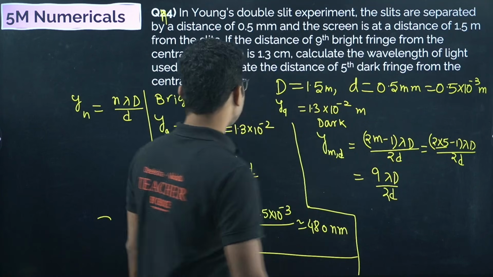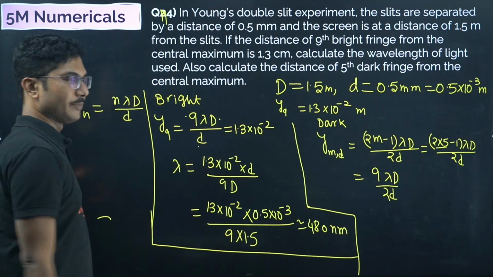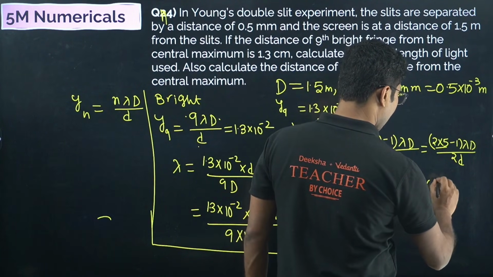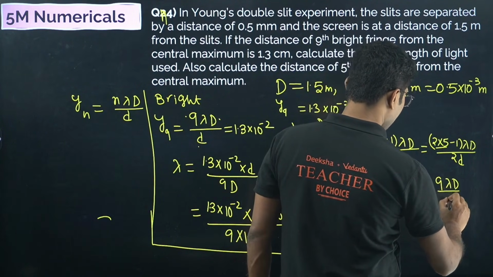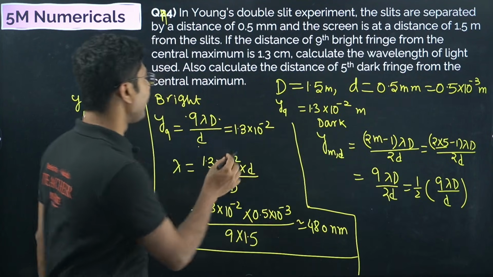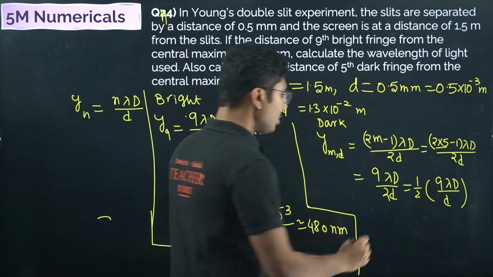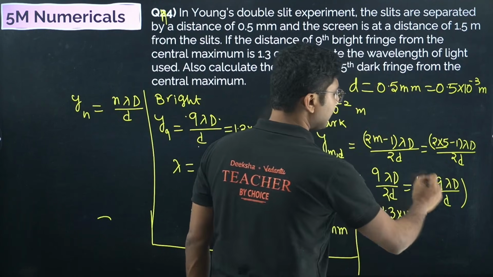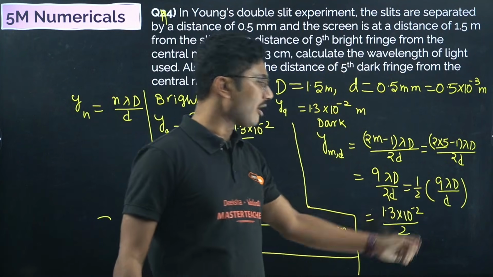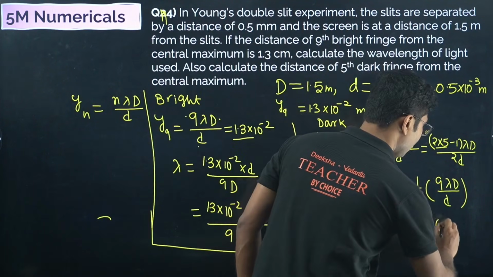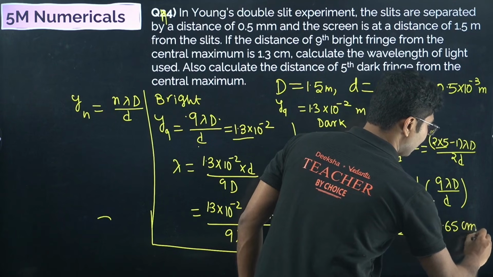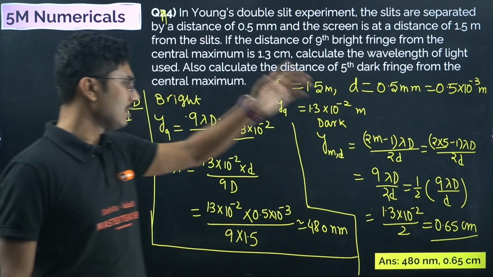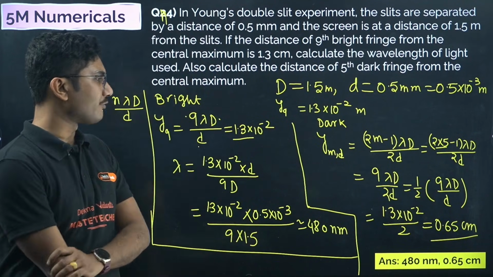Something familiar? If you see here, we have 9 lambda D by small d, but here we have an extra 2 in the division. So what we can do is take this half common and write 9 lambda D by small d. Now this value is known. This value is 1.3 into 10 to the power of minus 2, so we can say 1.3 into 10 to the power of minus 2 divided by 2. We have to take this half into account. So you get this as 0.65 into 10 to the power of minus 2 meter, or 0.65 centimeter. So you get 480 nanometer and 0.65 centimeter.